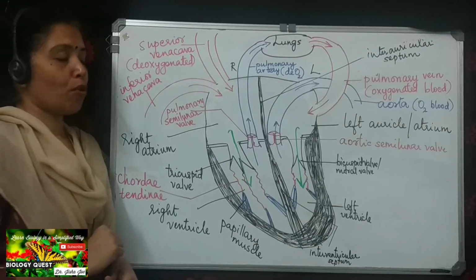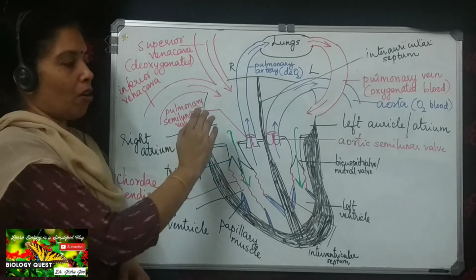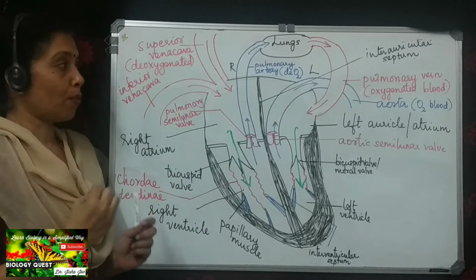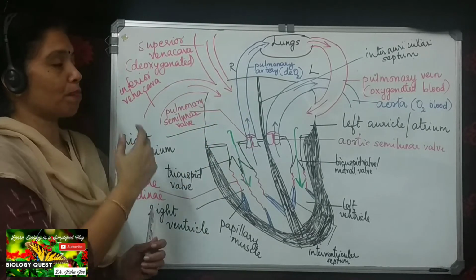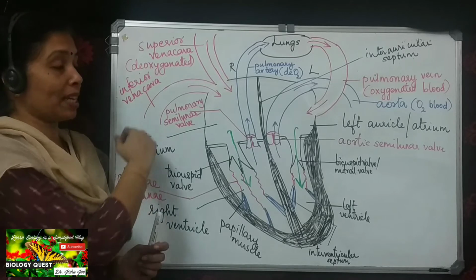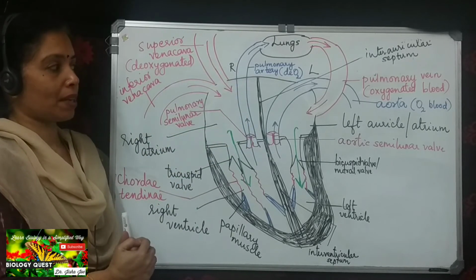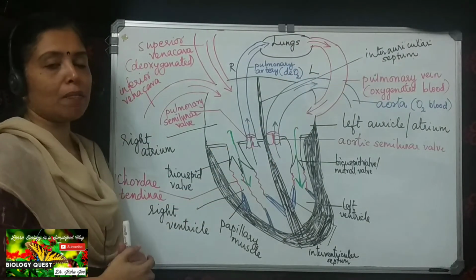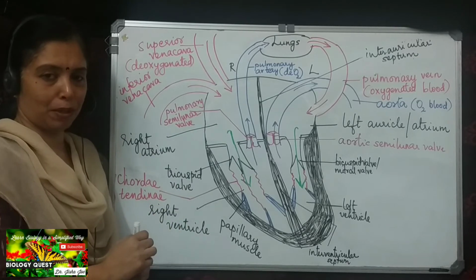Now we shall move on to the circulation of blood in the heart. We know the right and the left auricles get filled with blood. The right auricle receives blood from the vena cava; both the superior and inferior vena cava drain the deoxygenated blood into the right auricle, and the left auricle receives oxygenated blood through the pulmonary vein. So now the auricles are filled with blood.